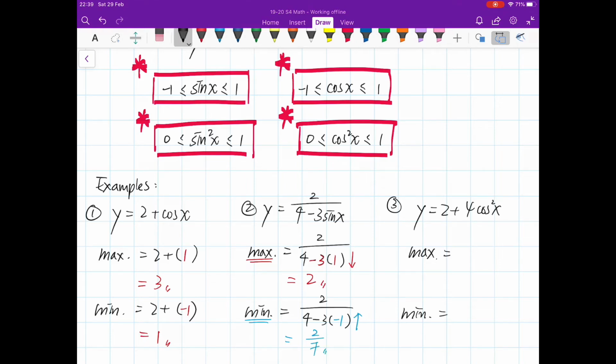Okay, so for question 3, so again, this time we have to put some number to replace cosine square x. Okay, so be careful, for cosine square x, the maximum point is 1. And for the minimum point, it is 0. Okay, so in order to calculate the maximum value of y, we will put 1. And for minimum value of y, we will put 0. And we can get the result. It is 6. And for minimum, it is 2.